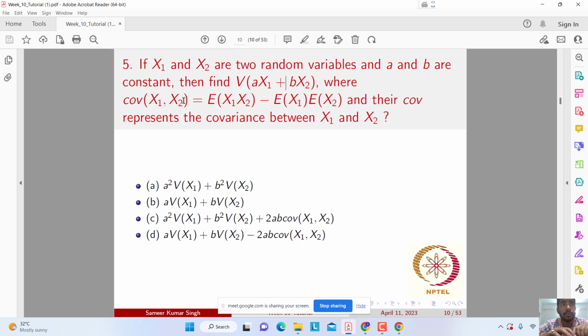There we introduce a new term, COV, known as the covariance, and to calculate the covariance we are using this formula. So again we have to do the mathematics and try to derive it, and see what we get at the end. Do this in the same way. Is question number 5 clear? We have to find the variance of this. So you all can try.